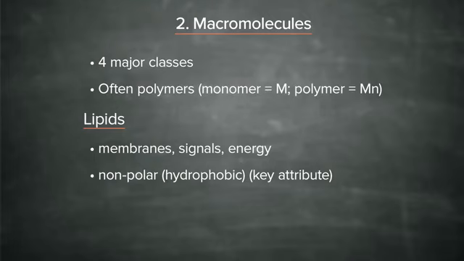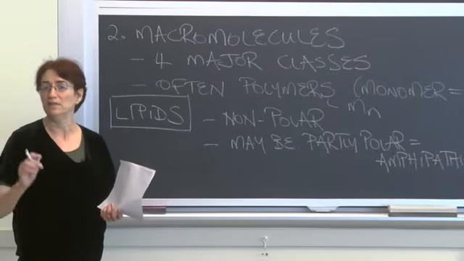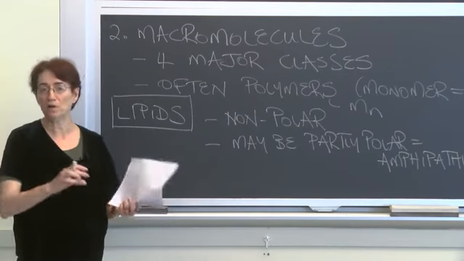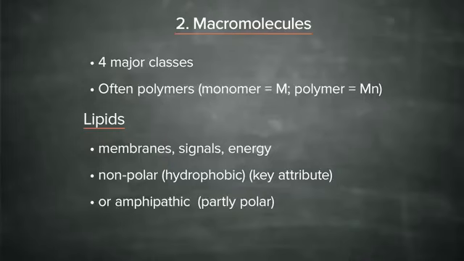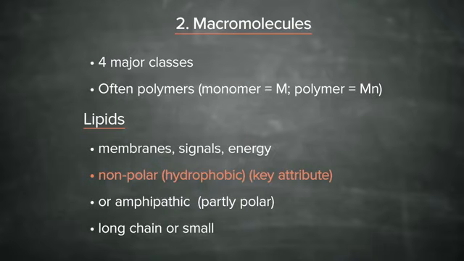They may be partly polar, in which case they get a special name, and they are called amphipathic. And those are interesting because the polar part of the lipid can interact with water, and the nonpolar part will not interact with water. They can be long chains, although not usually polymers in the strict sense, or they can be small. But they have as their key characteristic this nonpolar aspect. And that's the one you want to focus on if you're trying to identify a lipid.